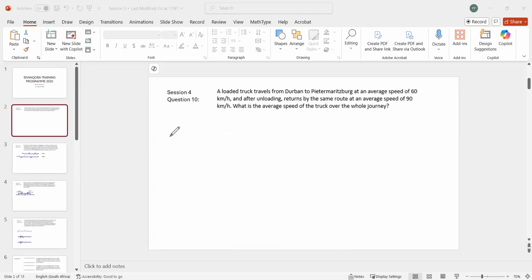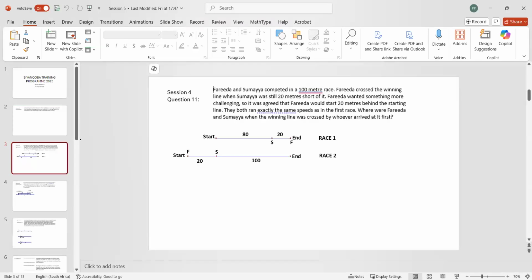So you can't just guess, you have to use precisely what the relevant information is and how to do it. Okay, so let's get on to the next question. This is again, as you see, session 4, question 11, which I did not tackle last week. Okay, here you got Farida and Sumaya complete a 100-meter race.